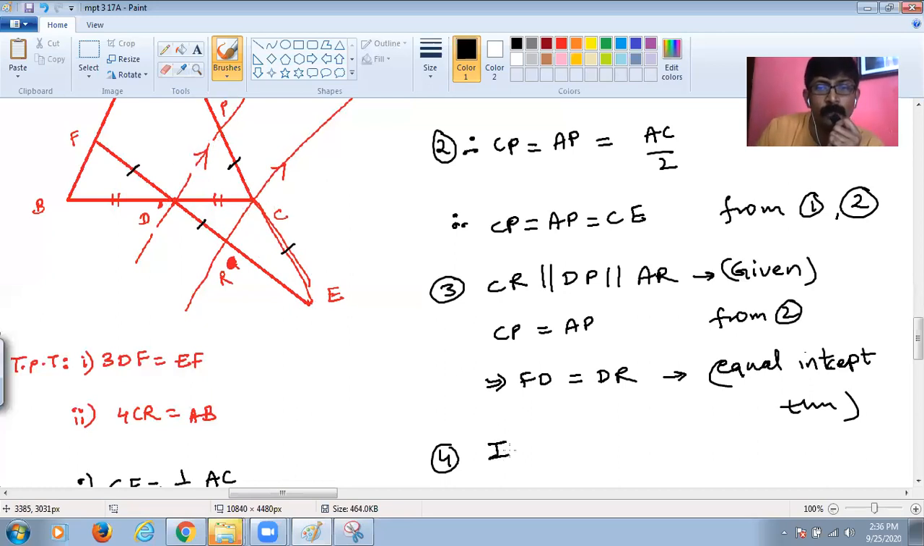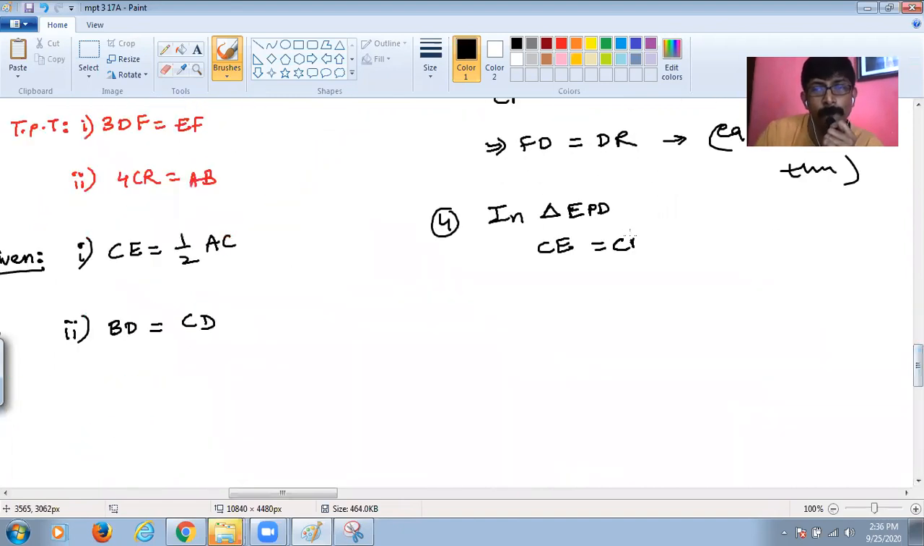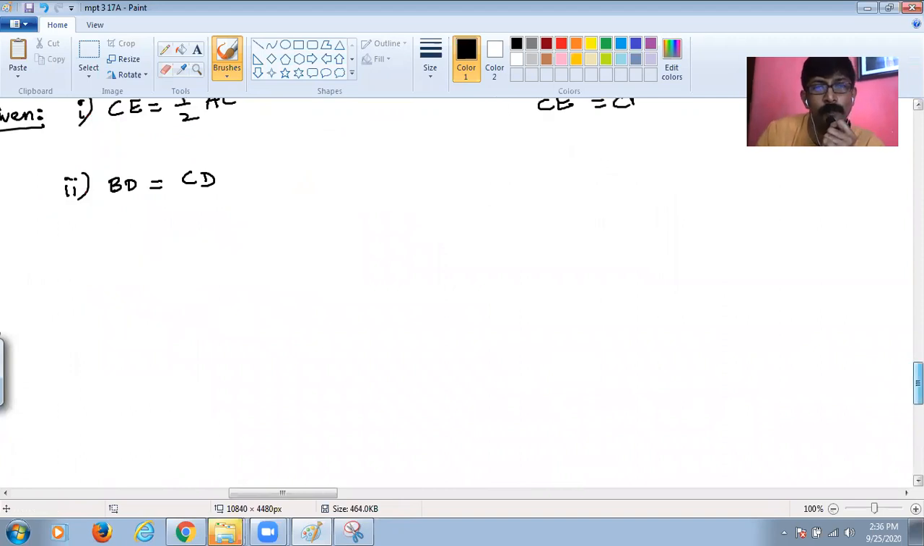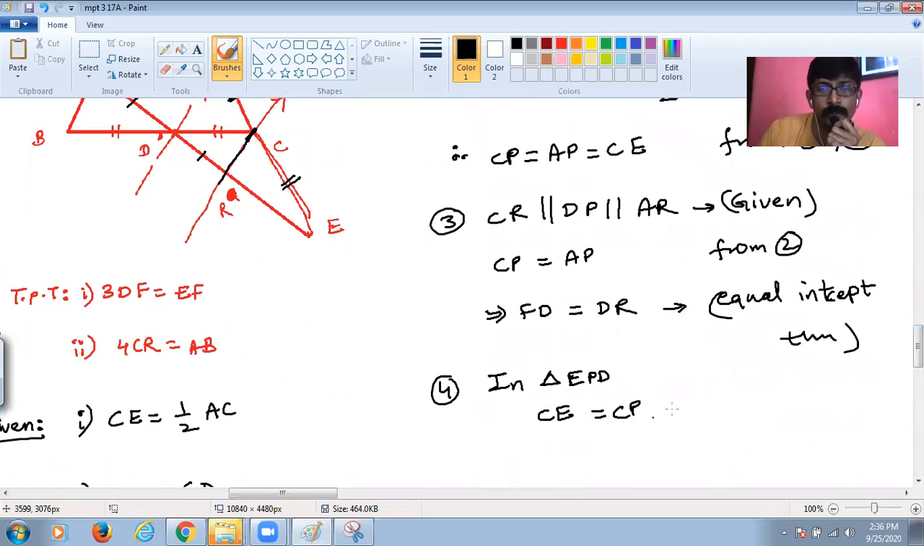Look, I'll write: in triangle EPD, a line passing through the midpoint of the first side. So it is passing through the midpoint of the first side because this and this are equal. So CE, I'll just pull it down. CE is equal to CP and it's parallel. What is parallel? CR is parallel to DP. Therefore, what we can say by converse midpoint theorem, DR is equal to ER.